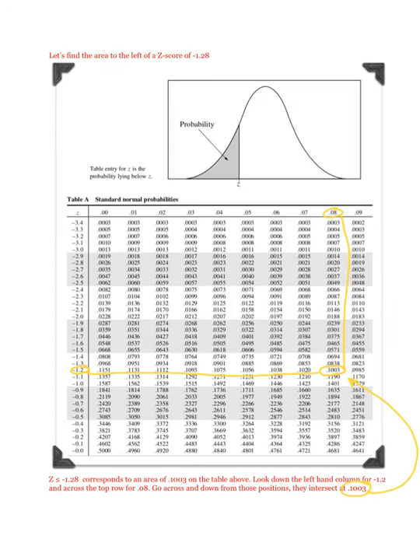Here's another question. It says, let's find the area to the left of a z-score of negative 1.28. When your z-score is negative, I need to use this page of the chart. Notice that in this picture, the shaded area is less than 50%, or less than the mean. So this page, all the z-scores are negative.